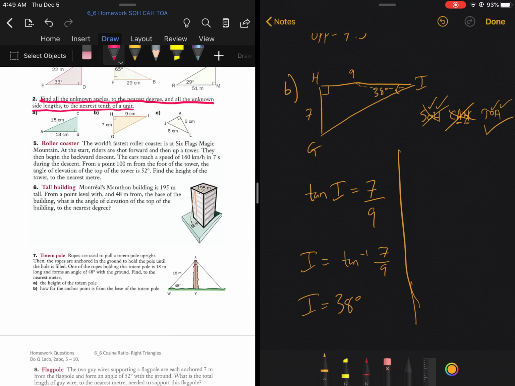We're going to learn to use tan and sine and cosine. So now, let's say I didn't solve for I and I wanted angle G. Now the opposite is 9 and adjacent is 7. So tan of G equals opposite, which is 9, over adjacent, which is 7. See how they're flipped?